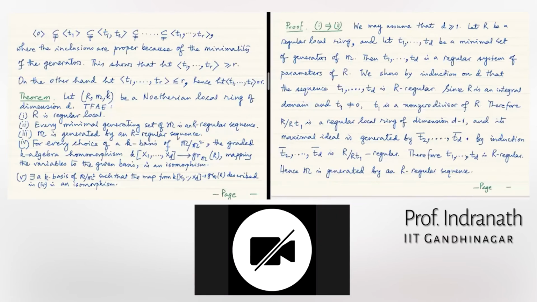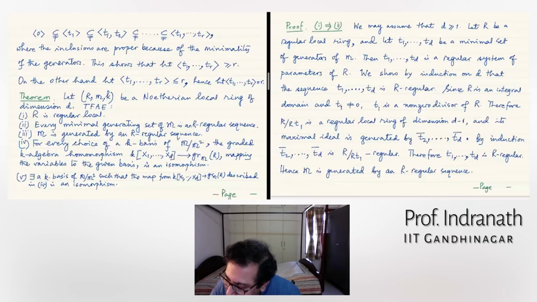So assume d is greater than or equal to 1, then R is a regular local ring, and suppose T1, T2, ..., Td is a minimal set of generators of M. Then this is a regular system of parameters of R, of course. We show by induction on d, as I told you, this is going to be the technique, that the sequence T1, ..., Td is an R regular sequence. To begin with, since R is an integral domain and T1 is non-zero, T1 is a non-zero divisor of R.